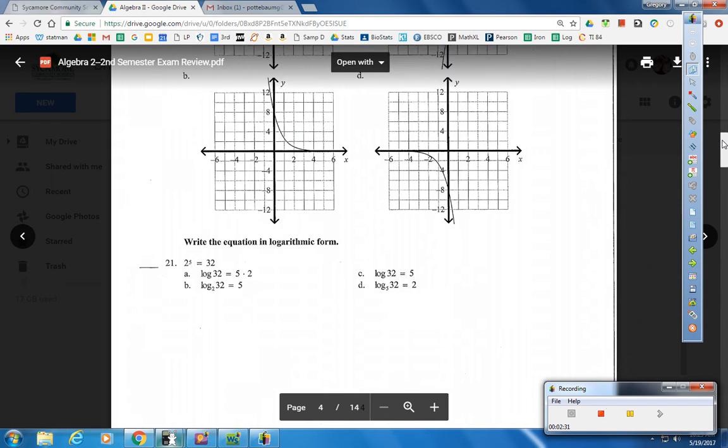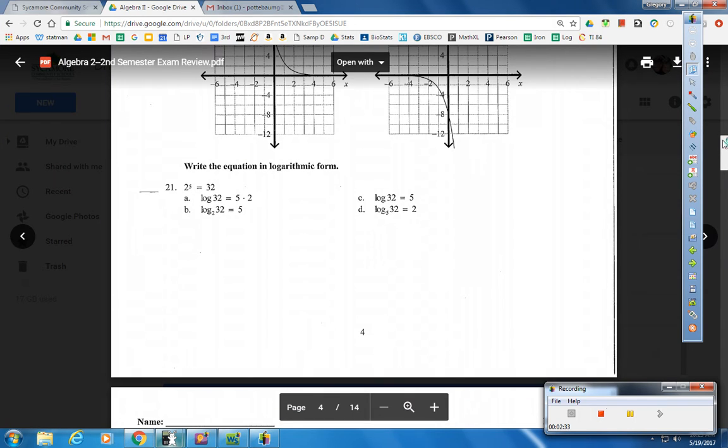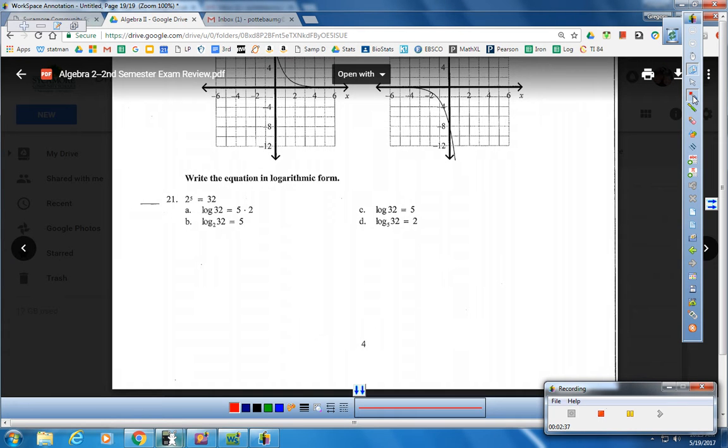All right, number 21. Write the equation in logarithmic form. And this is where I said you guys can have a note card. This might be one you want to have handy. Remember, it's b to the x power is equal to y is the same as the log base b of y is equal to x. Notice that the base is always the base. But the exponent gets moved till after the equal sign, and what it's equal to comes inside the logarithm.